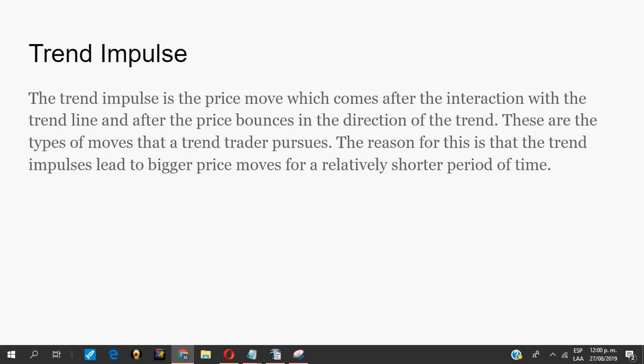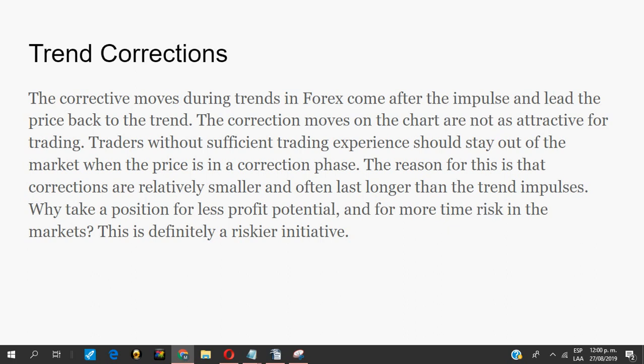The reason for this is that the trend impulses lead to bigger price moves for a relatively shorter period of time. Trend corrections. The corrective moves during trends in Forex come after the impulse and lead the price back to the trend. The correction moves on the chart are not as attractive for trading. Traders without sufficient trading experience should stay out of the market when the price is in a correction phase. What this means is that you don't trade against the trend.